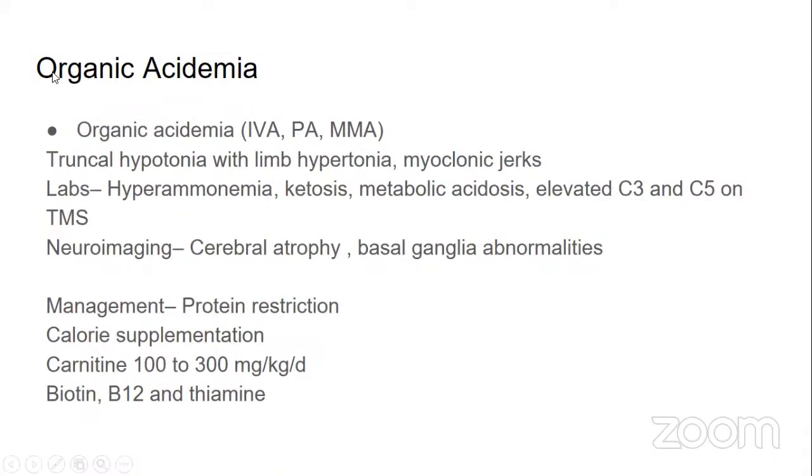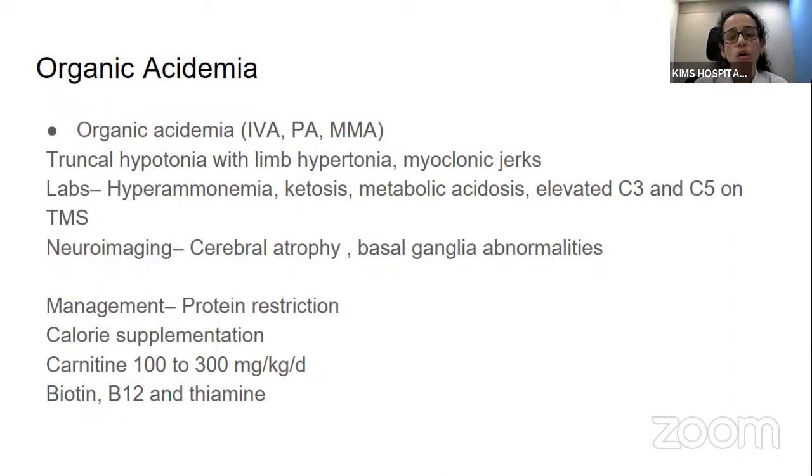Coming to the next disorder, that is organic acidemias. In this there will be 3 groups like isovaleric acidemia, propionic acidemia and methylmalonic acidemia. Organic acidemias will present with truncal hypotonia and limb hypertonia with myoclonic jerks. Lab abnormalities: ammonia levels will be high with ketosis, metabolic acidosis and elevated C3 and C5 on TMS. This we discussed previously also.